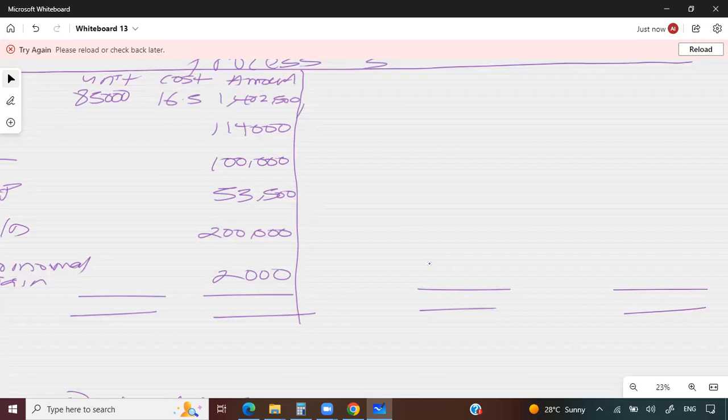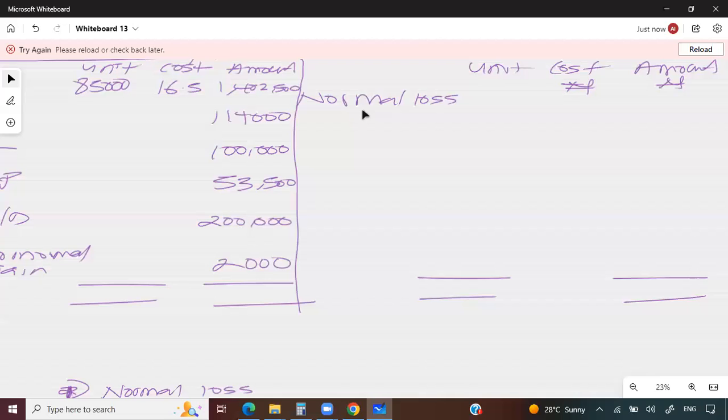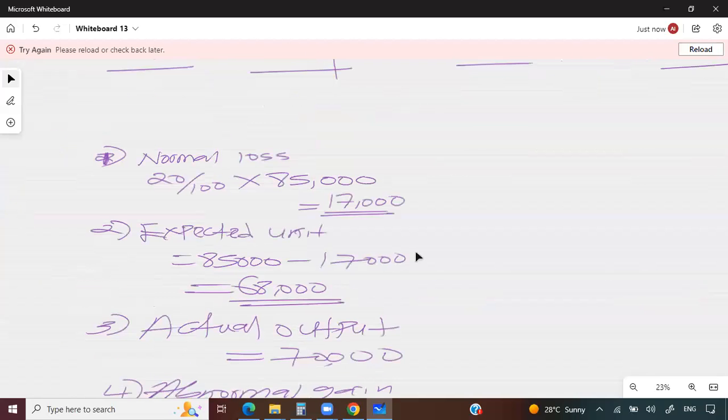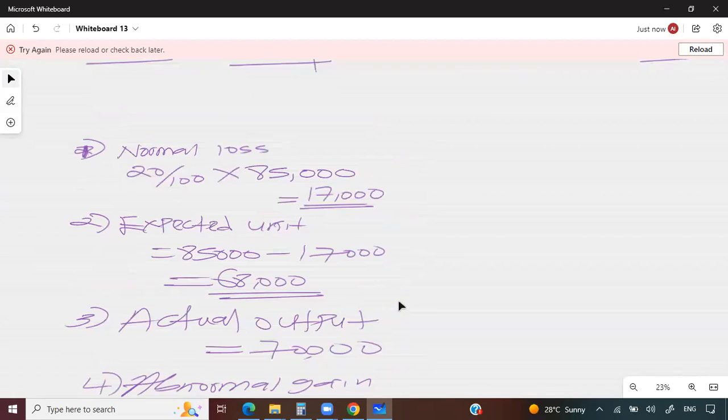Normal loss. This is unit. This is cost. This is what amount? Naira sign. Normal loss is what? Normal loss is 17.